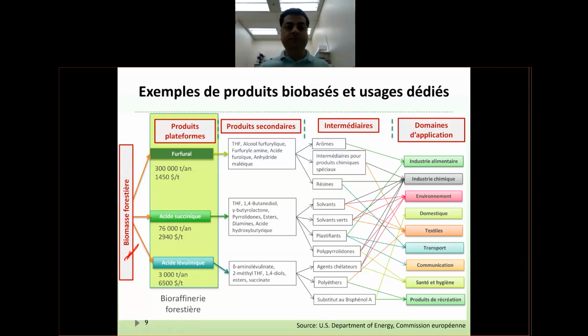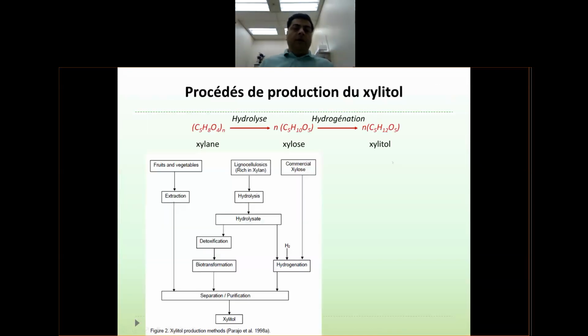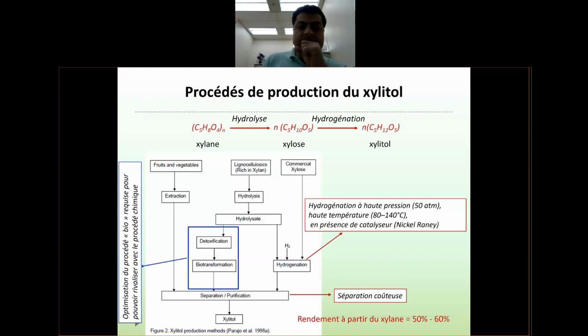You know, so this is one way that you can make a lot of money. This is just an example. So let's now, for today only, consider one specific example to make one bio-based product, which is xylitol.